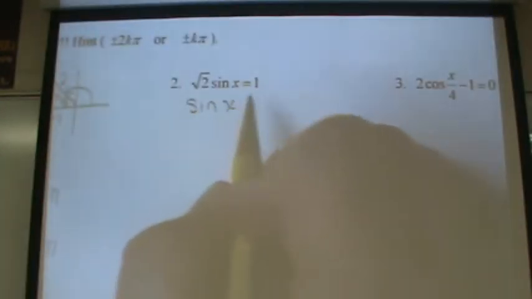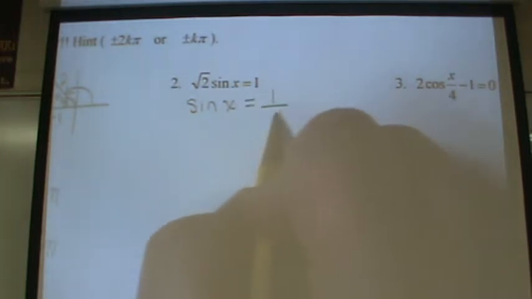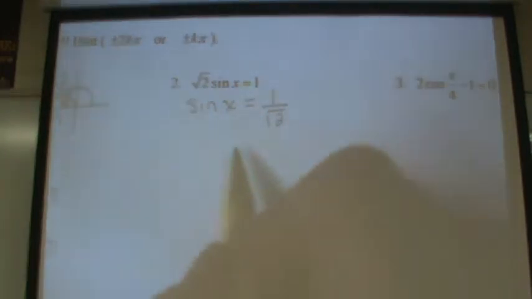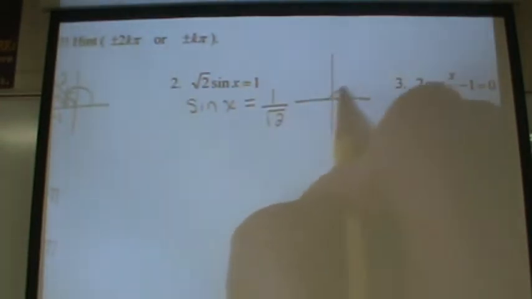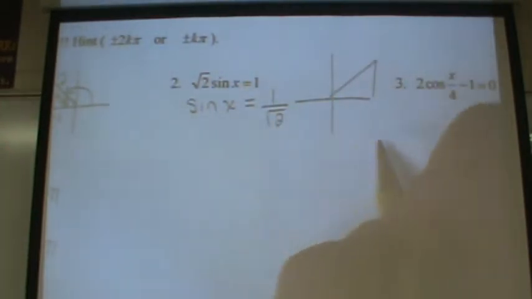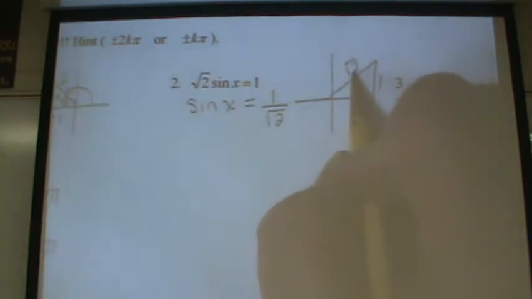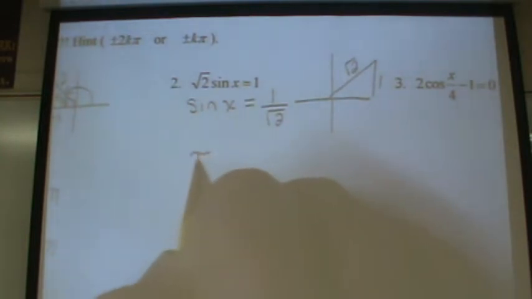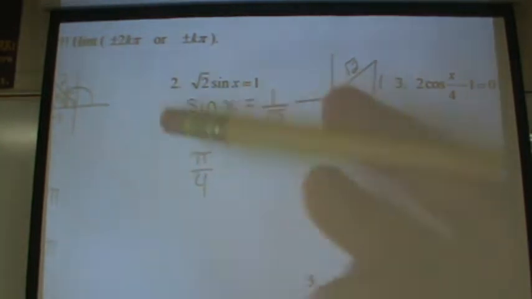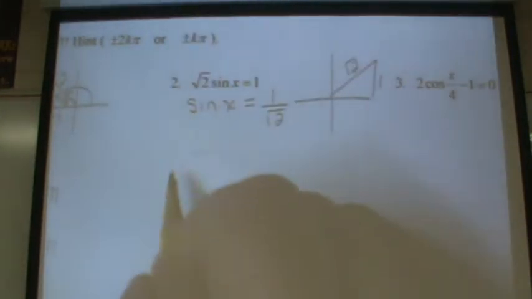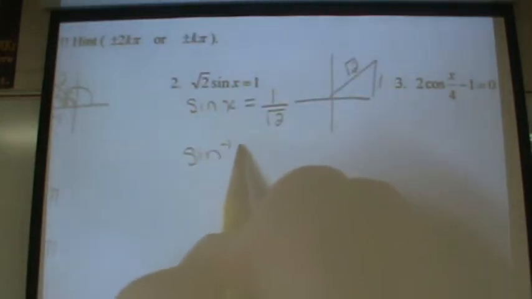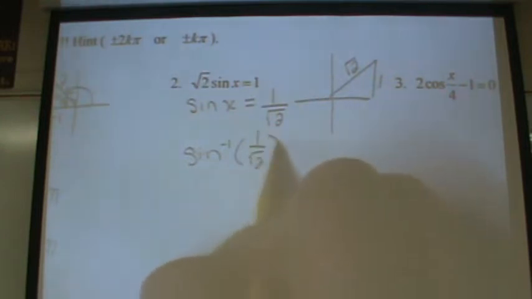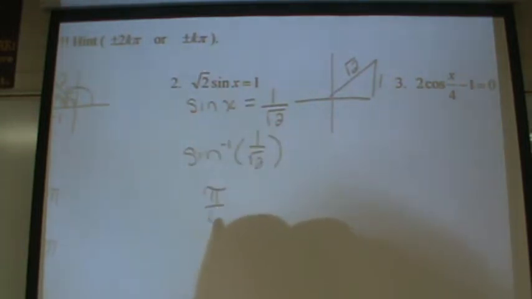Number 2. Again, you want to isolate your sine x. So we're going to divide by that root 2. So we get 1 over root 2. So again, we're going to use our triangle. We have opposite over hypotenuse. So that gives us a 45-degree angle, or a pi over 4. That's also, by the way, that's when you take the inverse sine of 1 over root 2. You get that pi over 4.